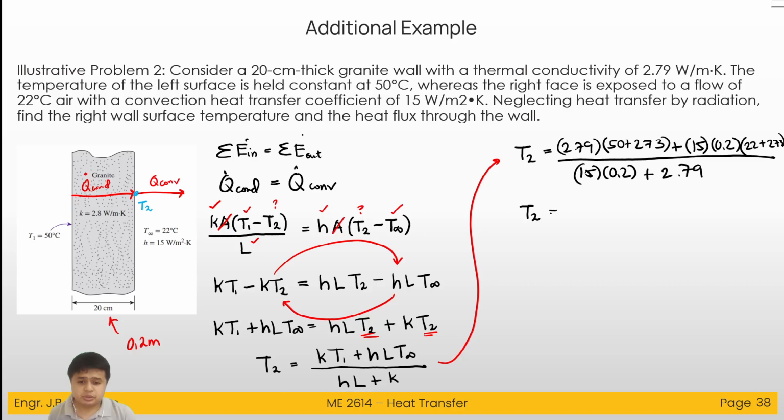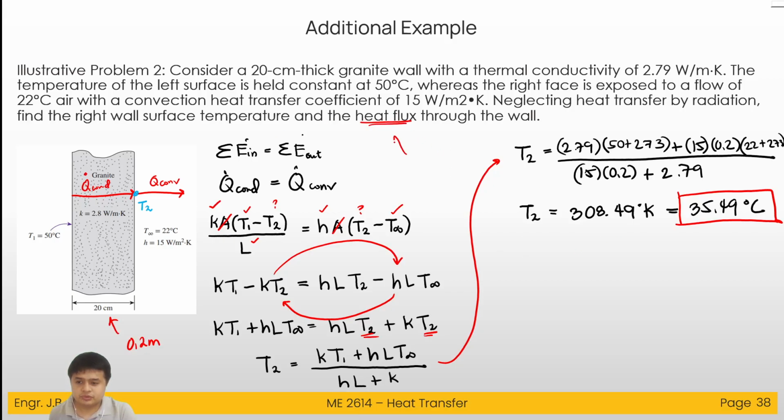So the unit of this should be in what now? It should be in Kelvin. So you have to also subtract 273 to get the value in Celsius. So this will be about 35.49 degrees Celsius. Okay. So we are good with the right wall surface temperature. So we want to also find the heat flux to the wall.